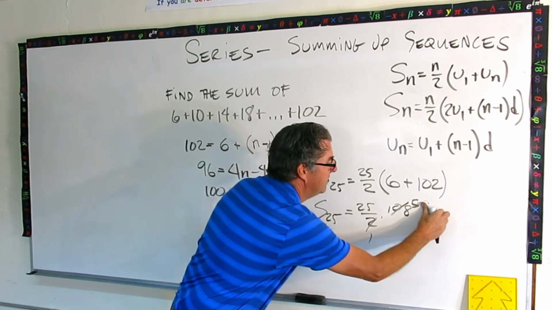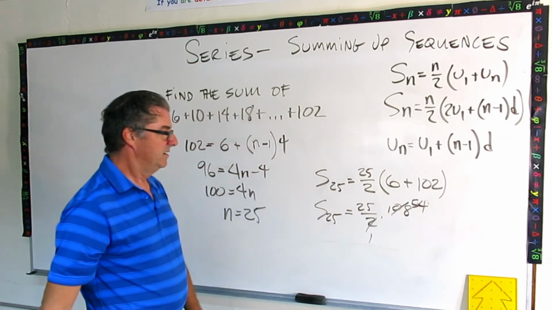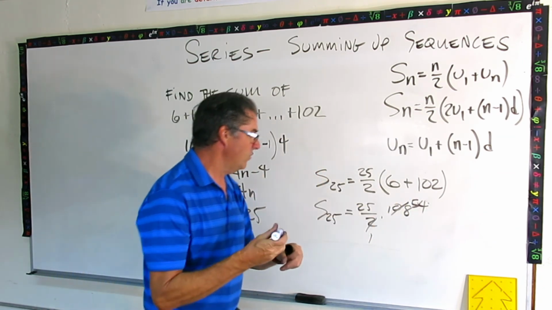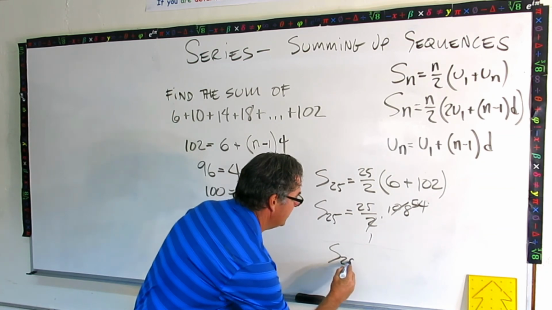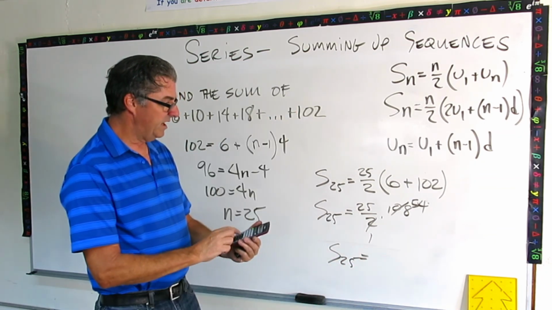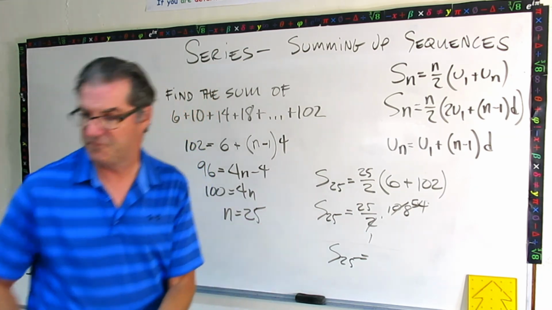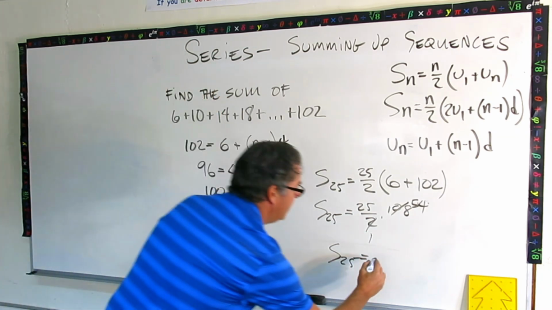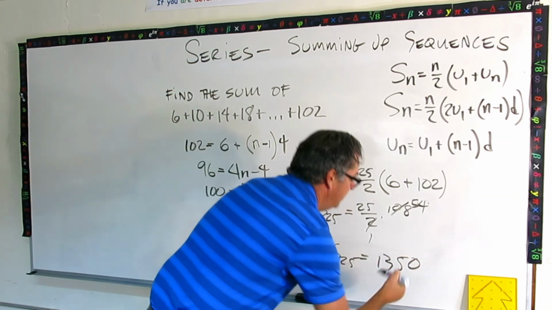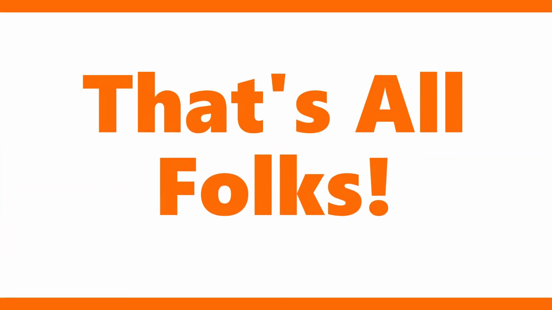That becomes 1. This becomes 54. So now I have 25 times 54. Let's figure out what that is. S25 is going to equal 25 times 54, 1350. And there's our sum.